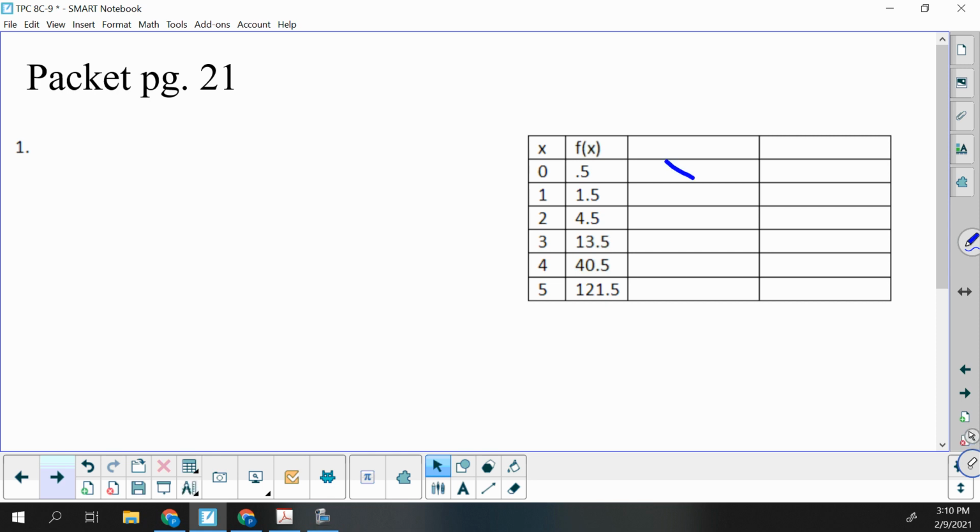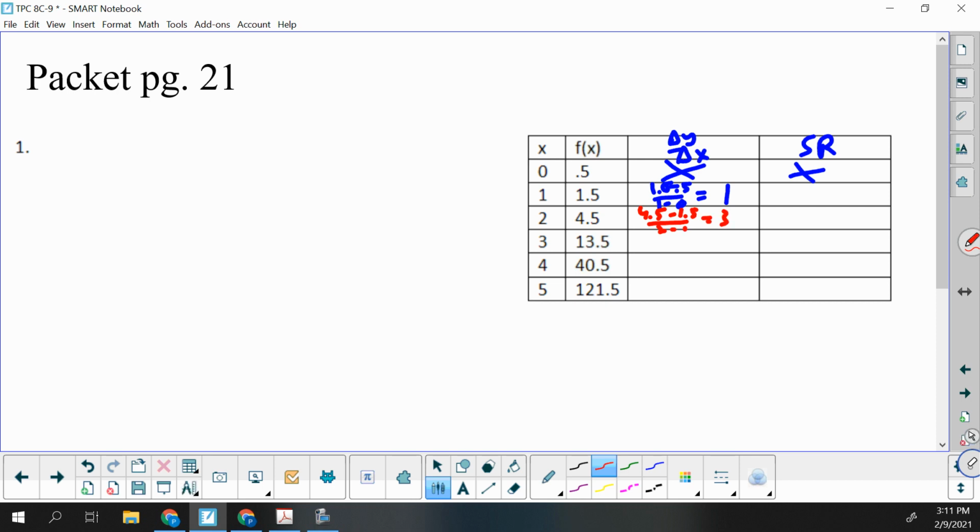So in this first one, we'll have our change in y over change in x and our successive ratio. So we got 1.5 minus 0.5 over 1 minus 0. So that will just give us 1. Then we'll do 4.5 minus 1.5 over 2 minus 1. That gives us 3. As we carry that on, we'll get 9, 27, and 81.